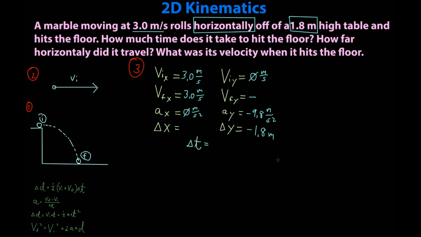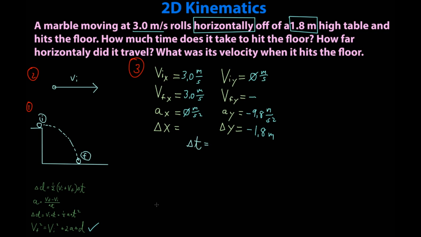Let's take a look at the y-axis. Y-axis, I have VIY is 0, I have acceleration on the y, and delta y, and they're all different values. What could I find pretty easily? Well, if I have acceleration, displacement, and VI, I can use this fourth equation.